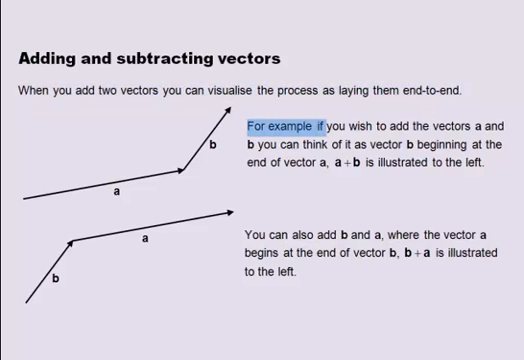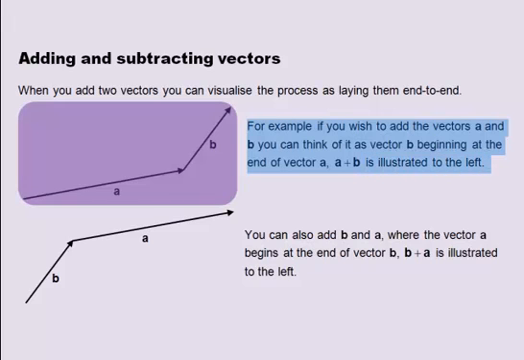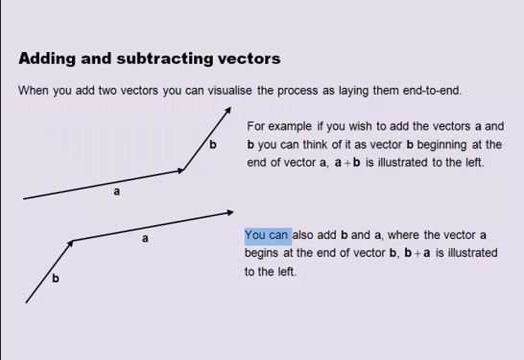For example, if you wish to add vectors A and B, you can think of it as vector B beginning at the end of vector A. A plus B is illustrated to the left. You can also add B and A where the vector A begins at the end of vector B. B plus A is illustrated to the left.